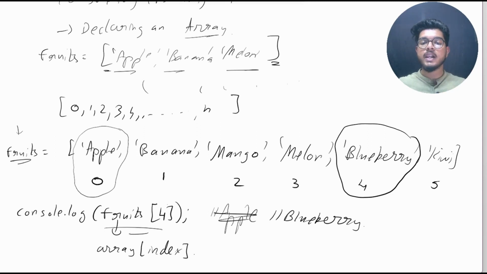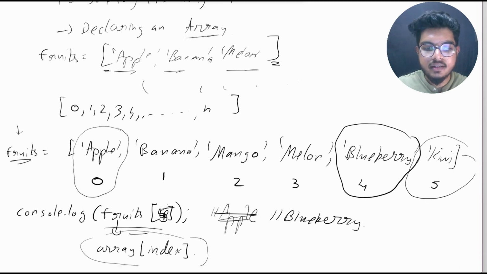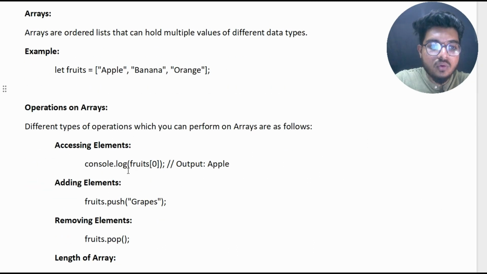Accessing values with the help of index positions. Index positions, this is the syntax. Variable name, index position. If I make it 5, then it will be kiwi. If I make it 2, it will be mango. In this way, you can access the values in an array. I hope it is clear. Tomorrow we'll use for loop on array and print everything. Clear? Accessing of values in arrays is clear, everyone? Great. Now accessing is completed.